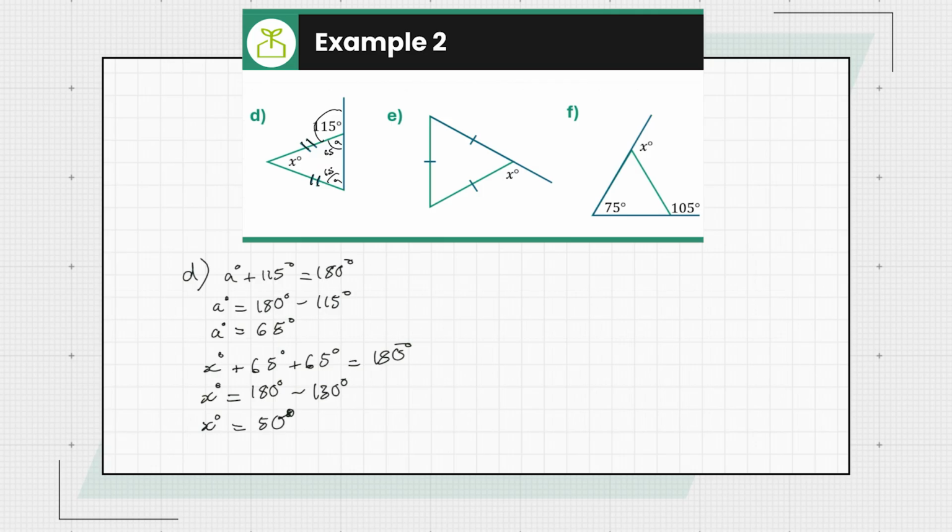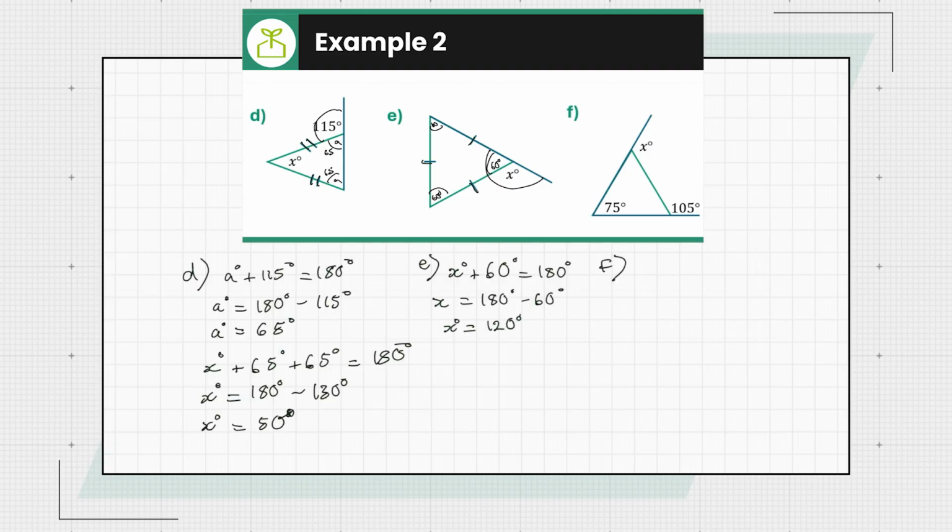Alright, if we look at E, we have an equilateral triangle. Every single angle is going to be equal to 60 degrees. And because we only care about this relationship here in solving for x, we know that because they're on a straight line, x plus 60 must equal 180 degrees. And that means that x is going to be equal to 180 minus 60 degrees, and x degrees is equal to 120 degrees. On the equilateral triangle, every single angle is equal to 60.